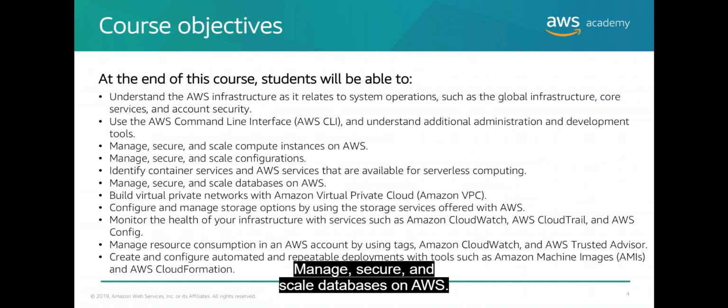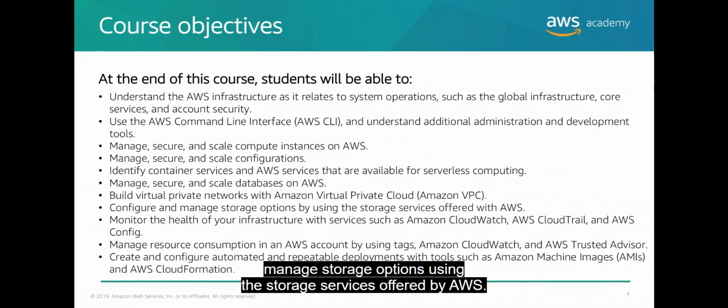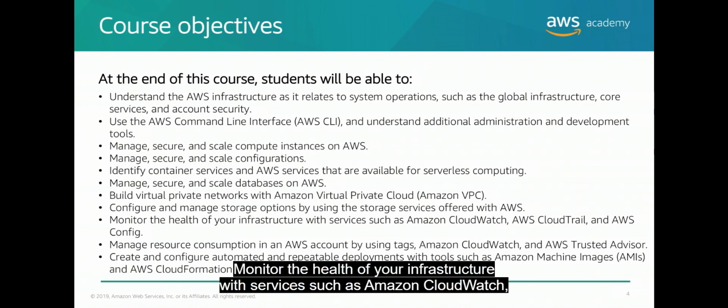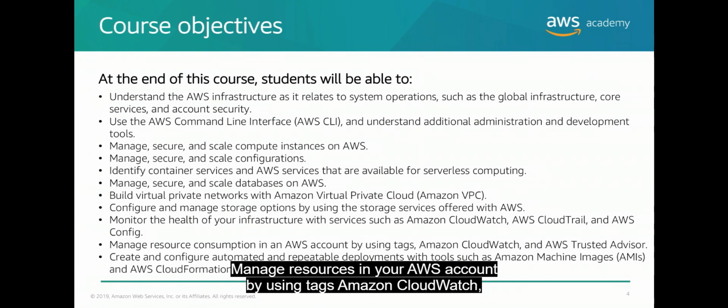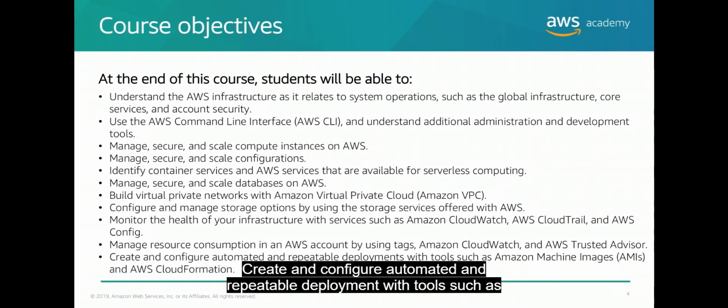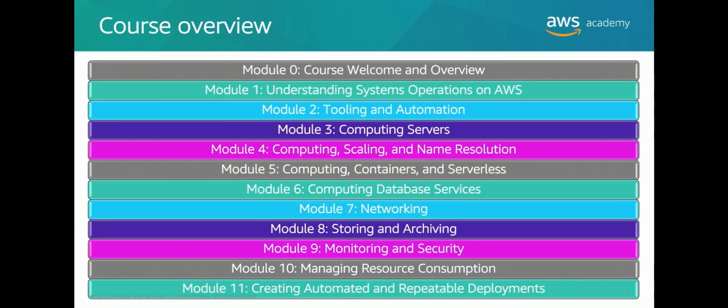Manage, secure, and scale databases on AWS, build virtual private networks with Amazon Virtual Private Cloud, configure and manage storage options using the storage services offered by AWS, monitor the health of your infrastructure with services such as Amazon CloudWatch, AWS CloudTrail, and AWS Config. Manage resources in your AWS account by using tags, Amazon CloudWatch, and AWS Trusted Advisor. Create and configure automated and repeatable deployment with tools such as Amazon Machine Images and AWS CloudFormation.